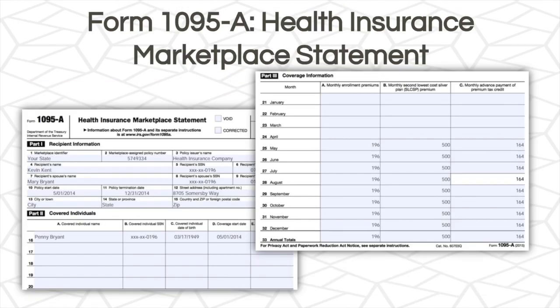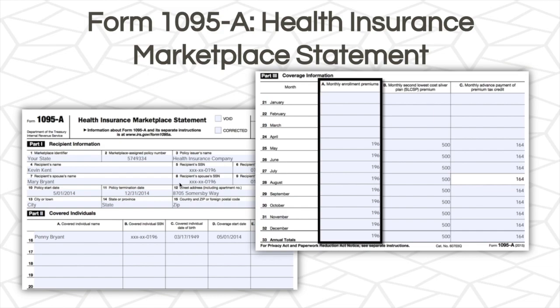Okay, so this is the Form 1095-A, and at the bottom of the form, you're going to have all the months listed out, and you'll see in column A it says monthly enrollment premiums. So this is going to be whatever the cost of coverage was, the full cost of coverage for the insurance plan every single month.